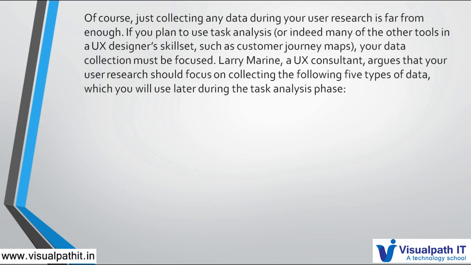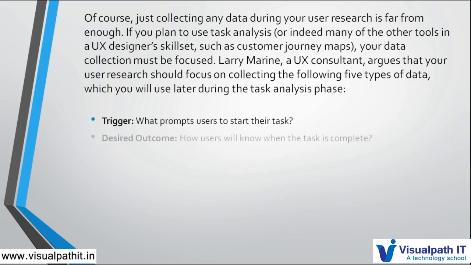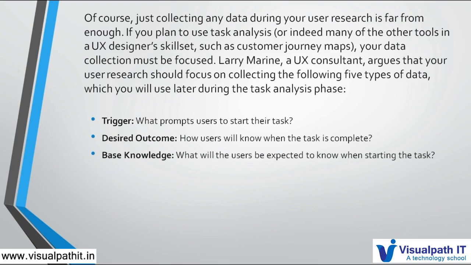Larry Marine, a UX consultant, argues that user research should focus on collecting the following five types of data, which you will use later during the task analysis phase. Let's see what they are. One, trigger. What prompts the user to start their task? Two, desired outcome. How users will know when the task is completed. Three, base knowledge. What will the user be expected to know when starting the task?